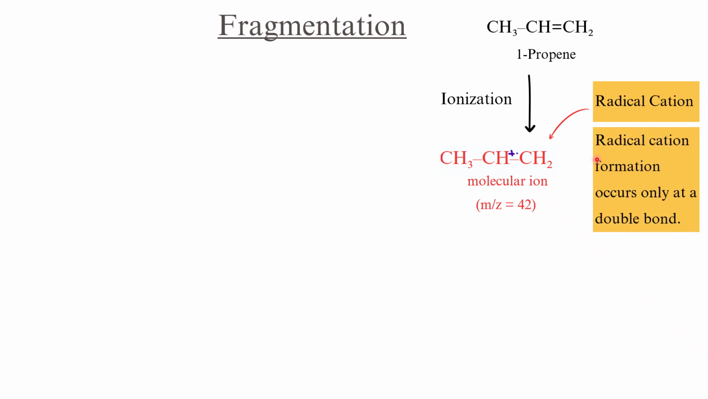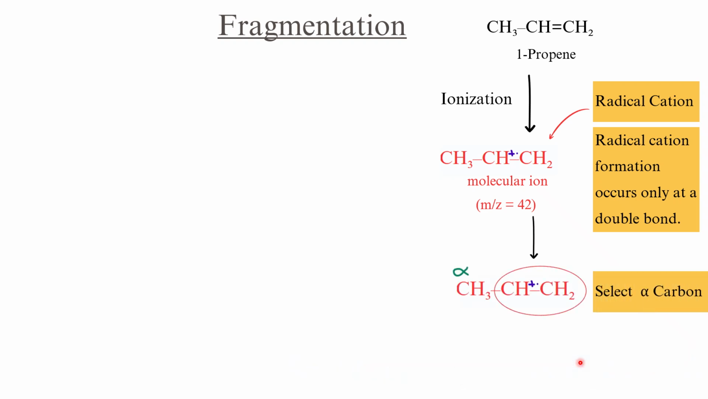And as we discussed, the radical cation formation will only occur at the double bond. Why? Because the order of electron removal was this. If we have non-bonding electrons, they will go first. If we have pi electrons, they will go next. If we have sigma electrons, then this is the option. So this is how we carry out the ionization.